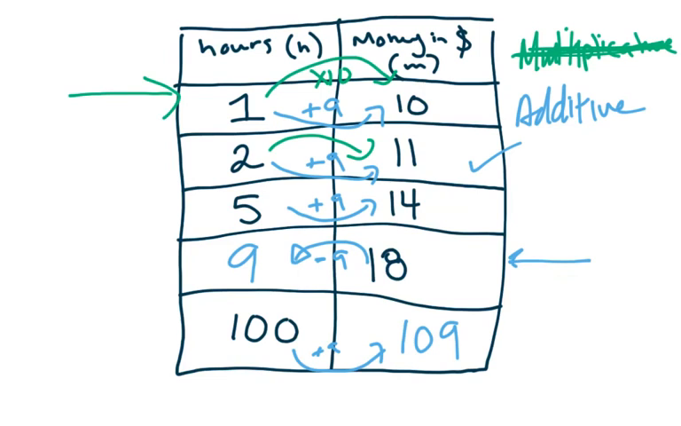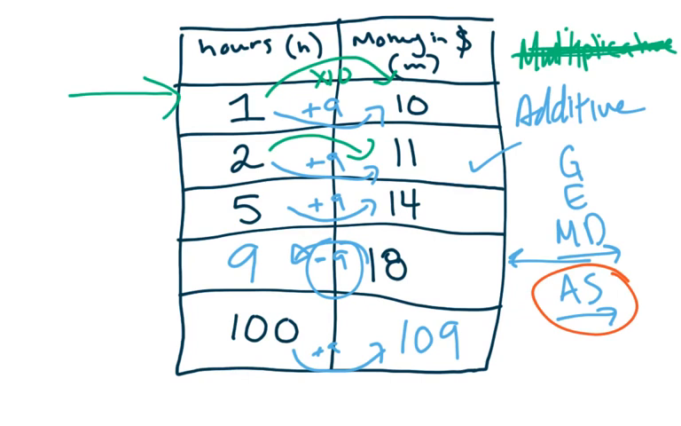The reason that I can call this an additive relationship, even though there's some subtraction going on, is because when we look at GEMDAS, we have our groupings, we have our exponents, we have multiplying and dividing on the same level, and we have adding and subtracting on the same level. An additive relationship uses both addition and subtraction. It just depends on which direction you're going. In this example, from left to right, we are adding, but if we go from right to left, we're subtracting, but it's still keeping that same relationship there.